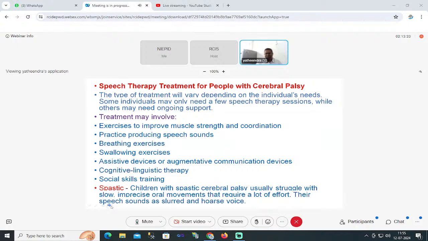The below one, the spastic children's speech characteristics, I was explaining to you. Just once again, there will be slurred speech and harshness of the voice, and their speech is very laborious and effortful in spastic children. But these are the techniques which are used for improving speech communication in children with cerebral palsy.